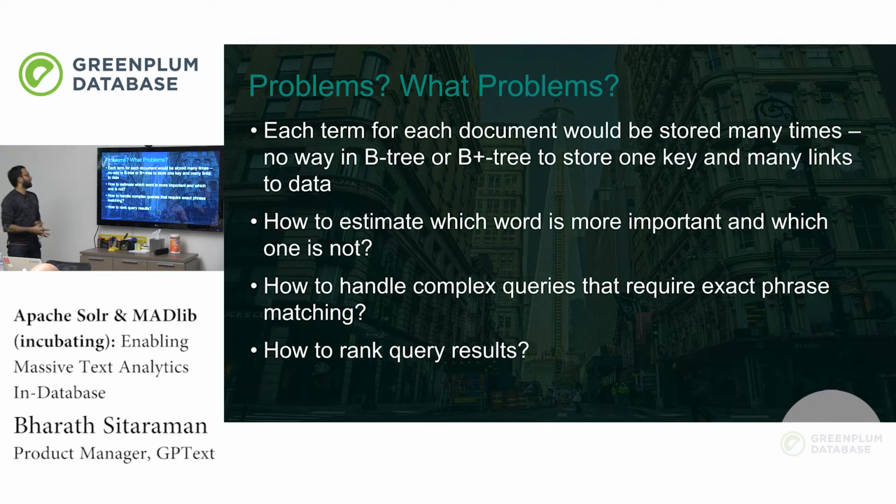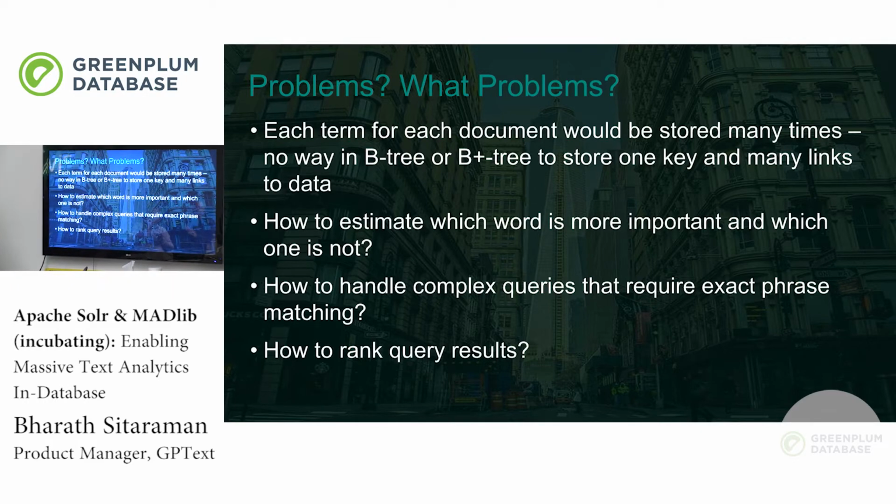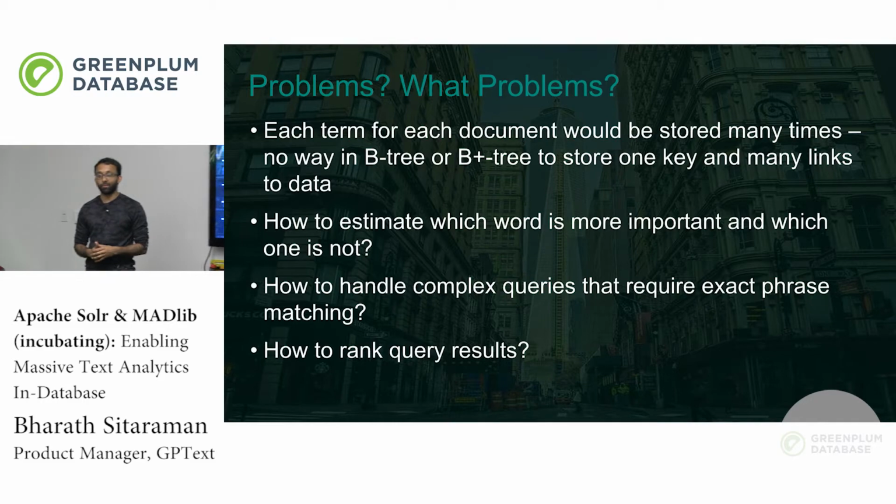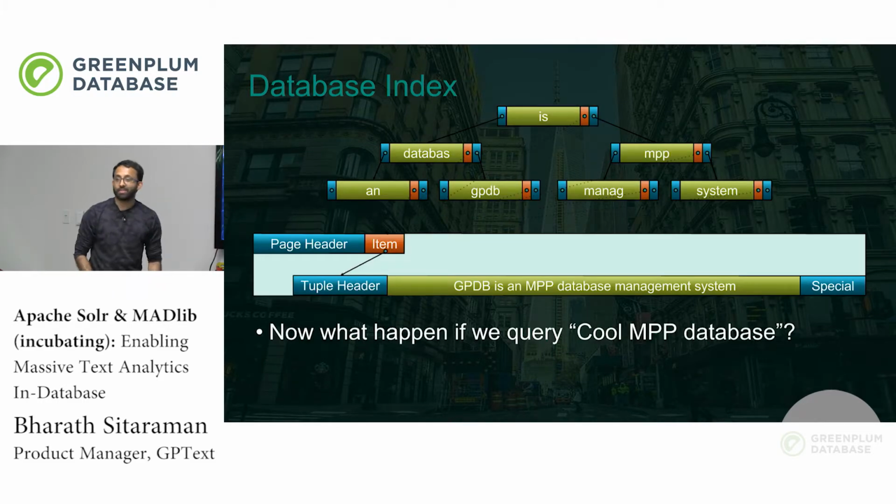Well, first of all, there are a lot of natural problems. First, each term for each document would be stored many times. Especially when you have a bunch of different unique words, or even common words, stored across multiple documents, say millions of records in your table, you're going to have each word stored again and again. Let's say "database" appears across 1,000 of the documents across like 10,000 records. You're going to have that word in the index, and it's going to be stored 1,000 different times. This is not cost effective in terms of space and storage.